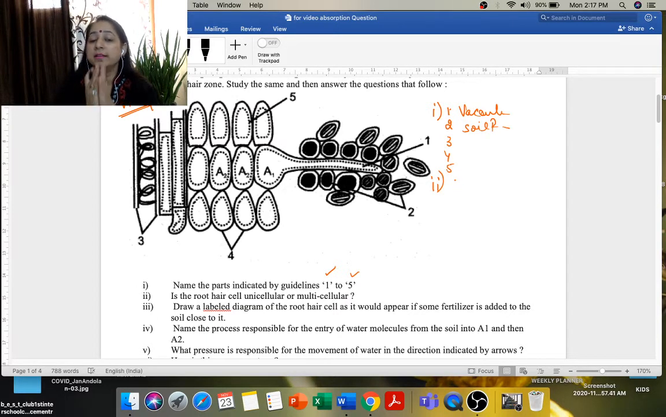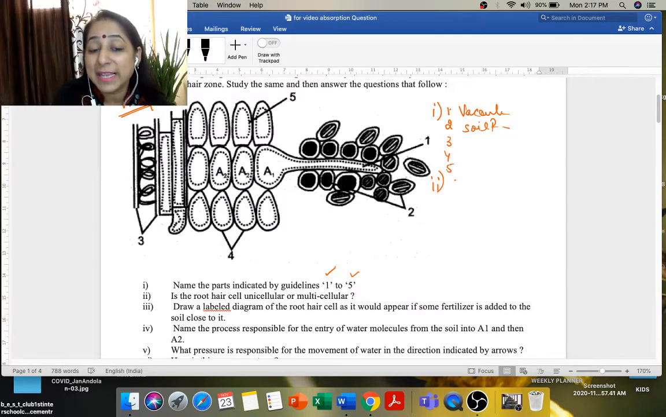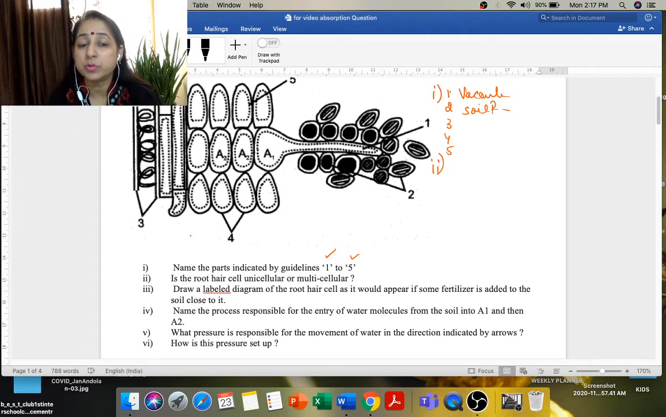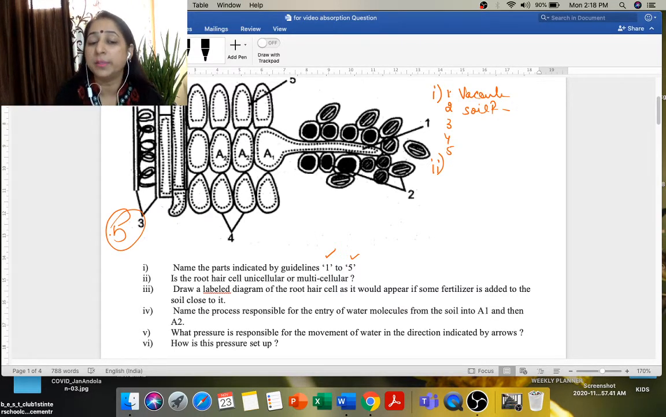Is the root hair cell unicellular or multicellular? Of course, the root hair. Now he is specifically talking about the root hair. It's not talking about the plant cell. So you will specify that the root hair is single celled. Why? Because so that easily the water can move in and out. So it's a one liner. If you see the distribution of marks, obviously this question will be a 5-marker question, wherein the questions will be divided into all the parts.